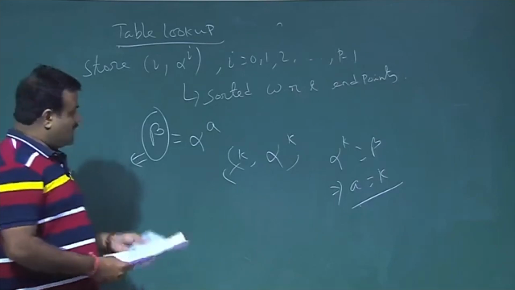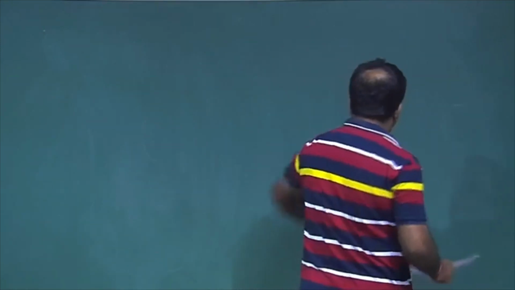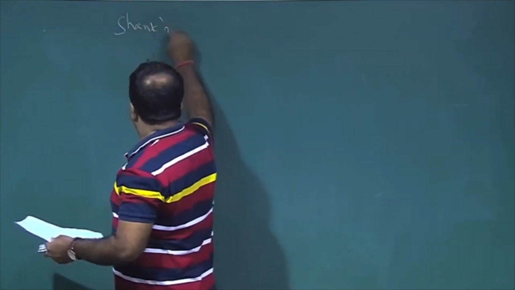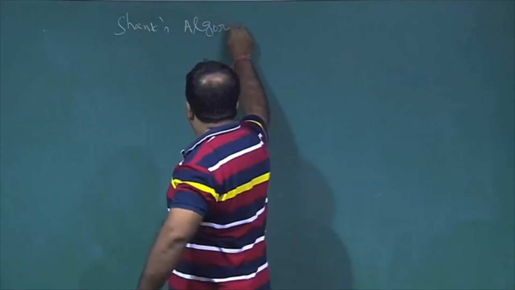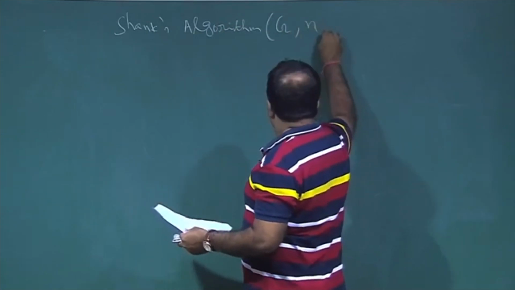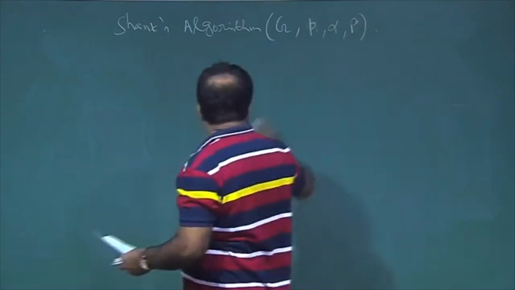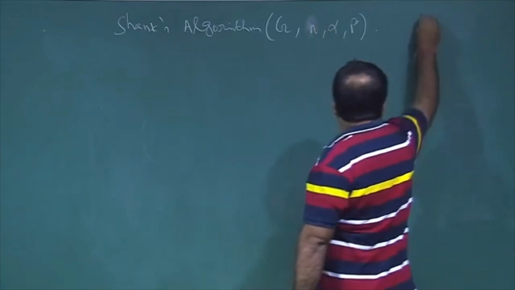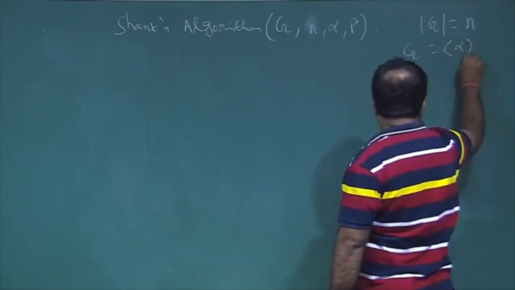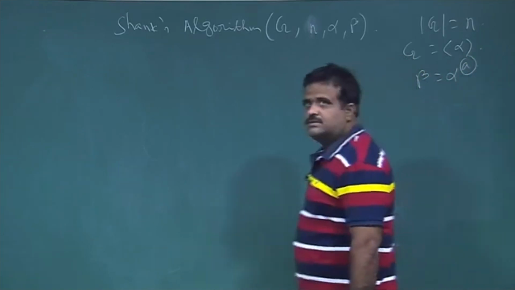Another method for finding the discrete log is Shanks algorithm. It takes a group G of order n, where alpha is a primitive element of the group, and beta is alpha to the power a, and we need to find this a. So, this is the problem.